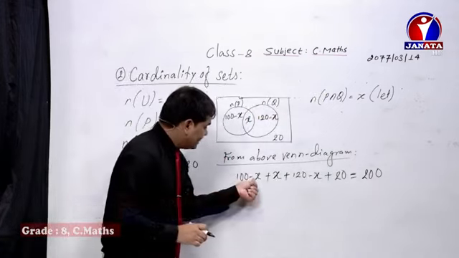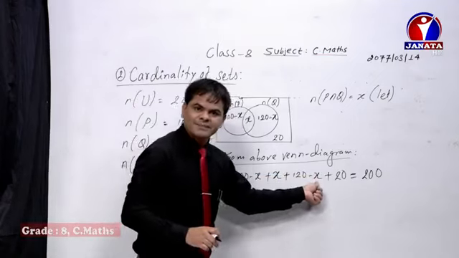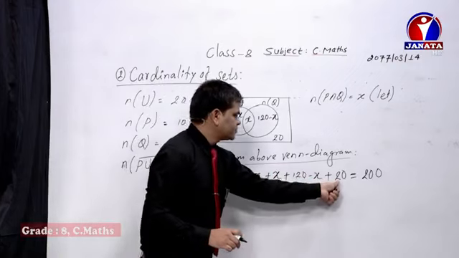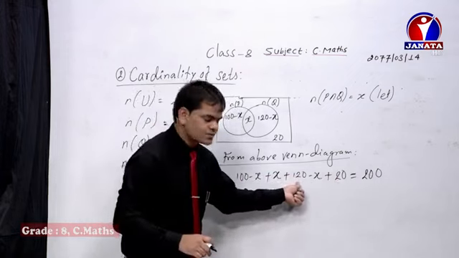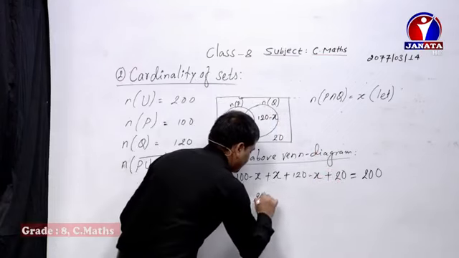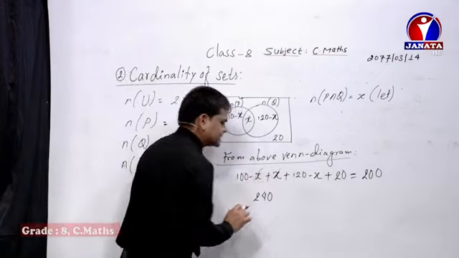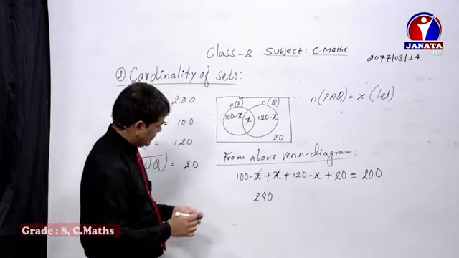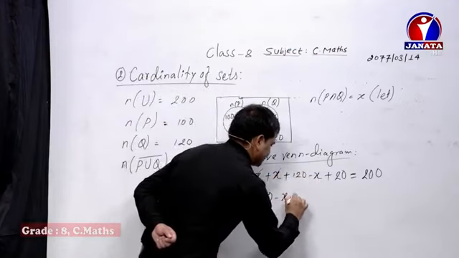Now minus x plus x can be cancelled, and just one minus x will remain, isn't it? 100, 120, 20. By adding, how much will it be? 100 plus 120 is 220, 220 plus 20 is 240. The numerical value came as 240. Positive and negative like terms can be cancelled if they have equal value. And then here is 240 minus x equals 200.